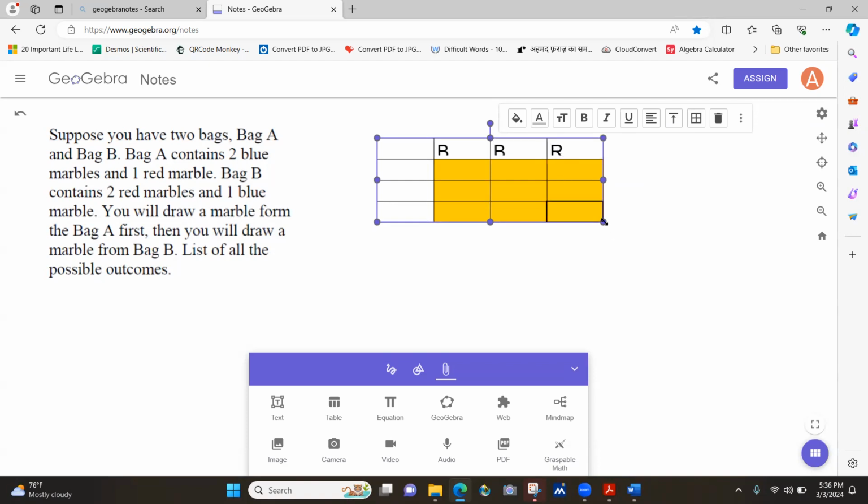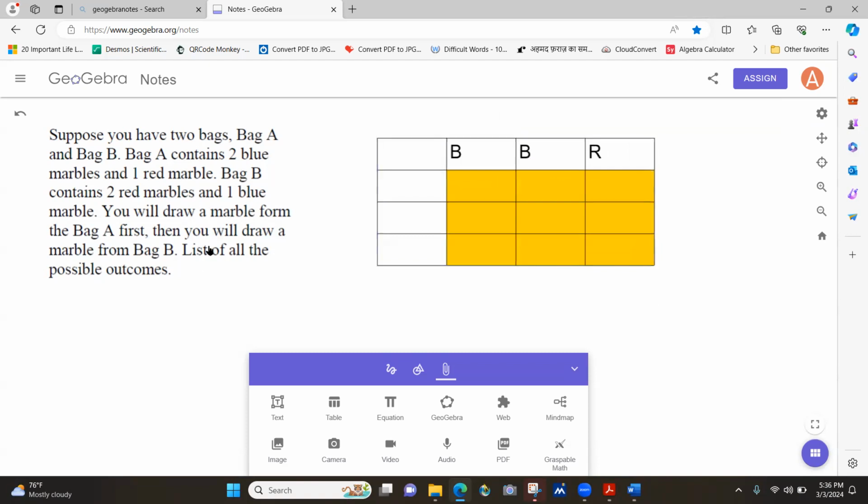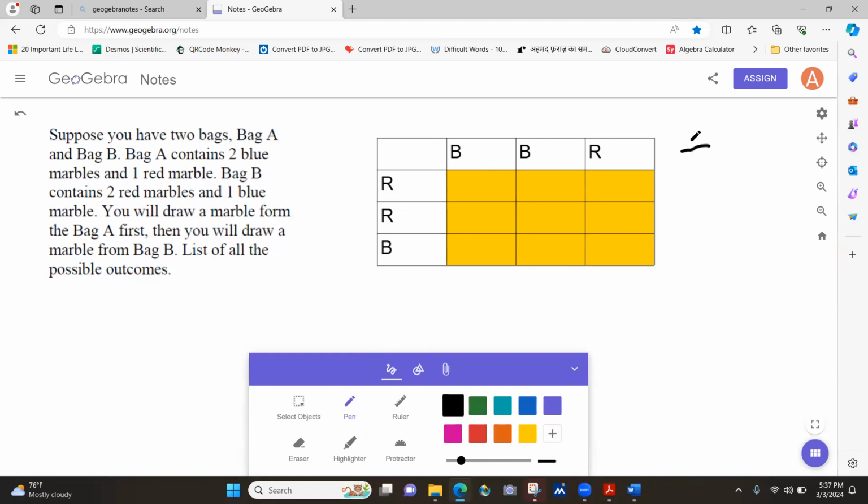It's kind of important to be consistent how you write it. And two red marbles here. You start with a red marble, two red marbles, and one blue. Okay. Now the yellow part is where you're going to list your sample space. You will draw a marble from bag A first, then you'll draw a marble from bag B. This is your bag A, and this is your bag B.